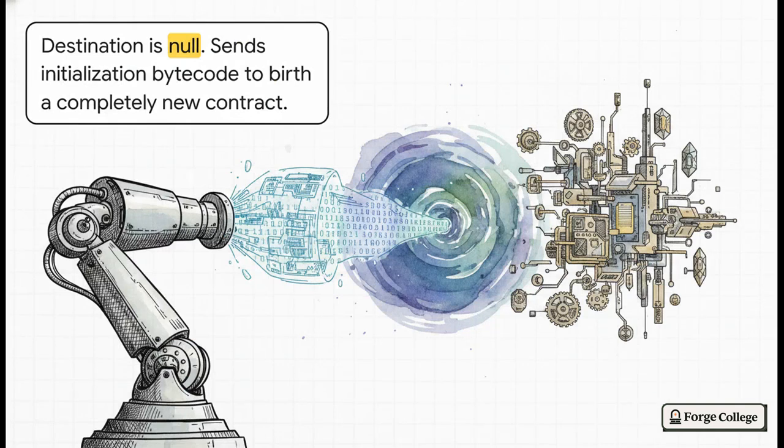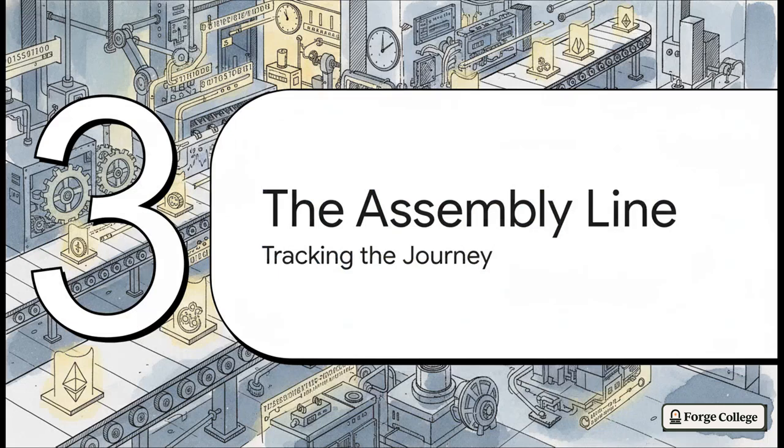And that brilliantly illustrates our third type, contract creation. This one is super unique because the destination, the to address, is literally null, empty. You're sending initialization bytecode out into the void to birth a completely new contract. And you can even attach an initial Ether balance right at inception. Pretty cool, right?